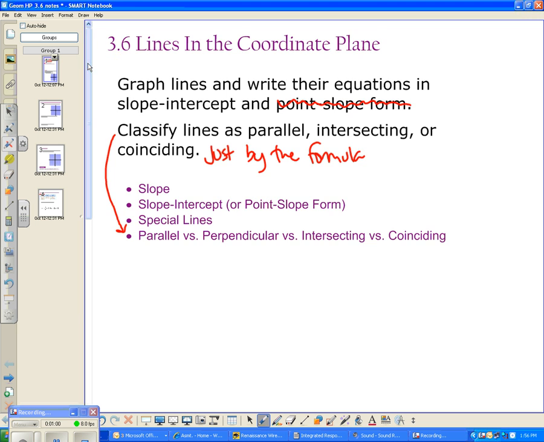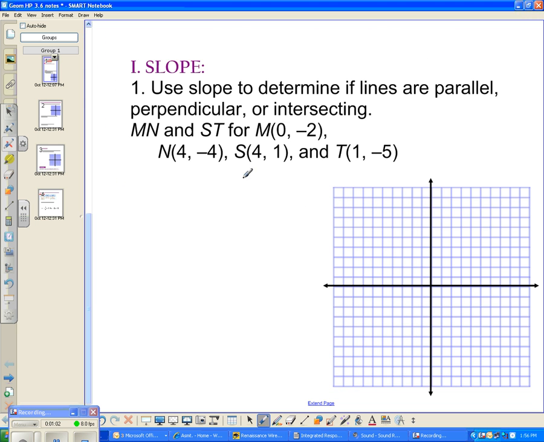Okay, so slope. This is stuff we did in Algebra 1 last year. Slope, remember, is rise over run. Or you can think about it as y2 minus y1 over x2 minus x1. So they have to give you 2 points, right? And you subtract the y's, and then you subtract the x's, and that gives you your rise over your run.